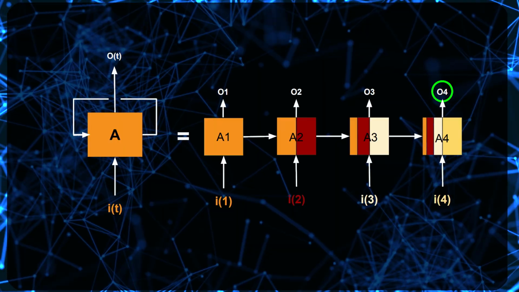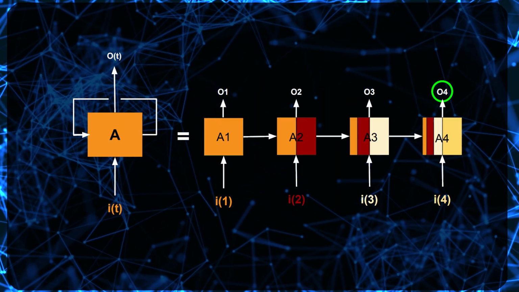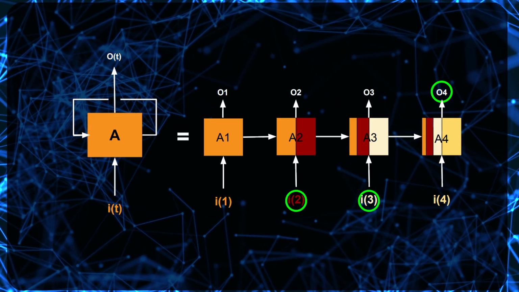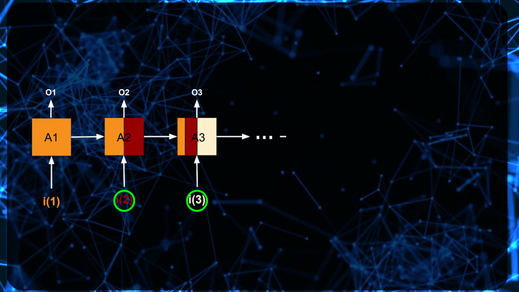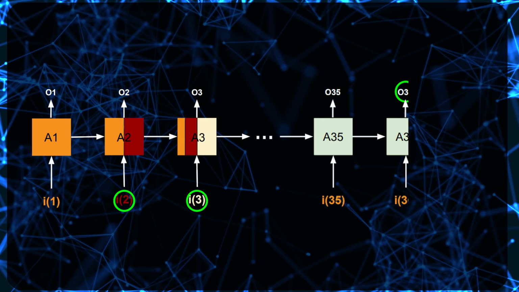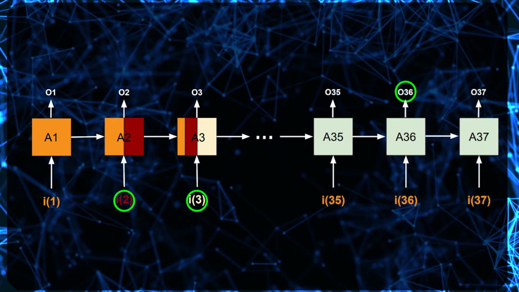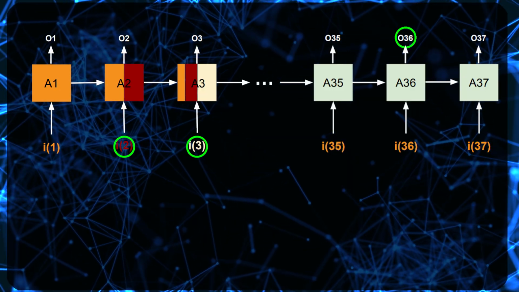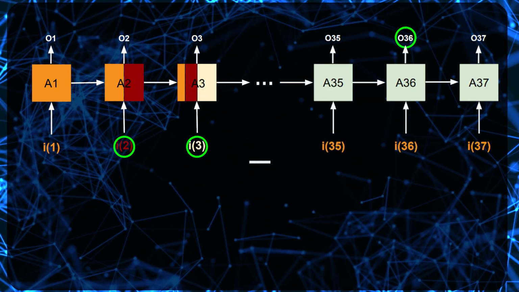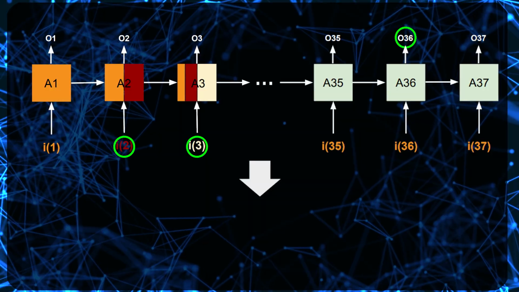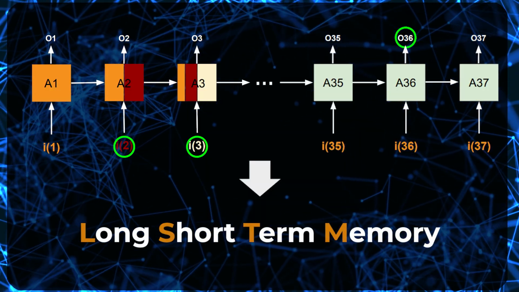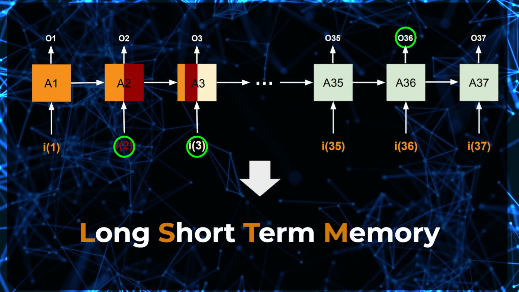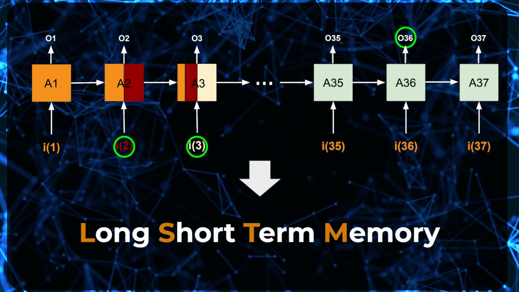However, this type of architecture can have problems when processing very long sequences, mainly due to the issue known as gradient explosion and vanishing, causing important information to be lost during the learning process. To solve this problem, the long short-term memory architecture was developed, a variant of recurrent neural networks that incorporates gating mechanisms that regulate the flow of information.